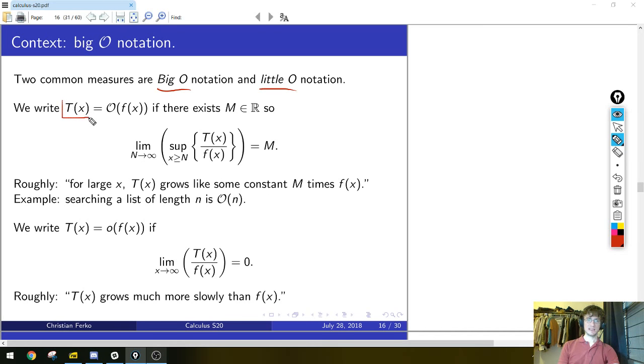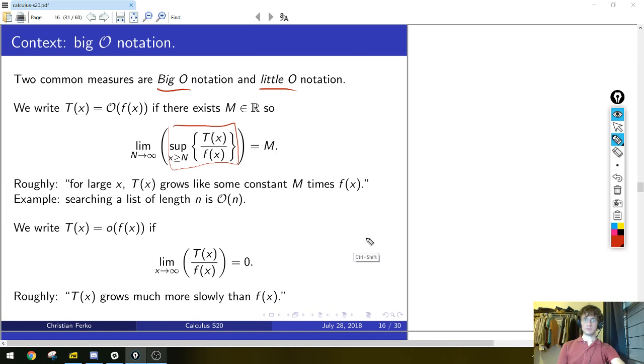Remember, t of x was the function that tells you how long it takes your program to run on input of size x. So the notation t of x equals big O of f of x, I'm defining this entire expression as a Boolean, the same way we defined a limit. It means there exists a real number m, so that if you take the limit as n goes to infinity of the supremum of the set of all ratios t of x over f of x, where x is greater than n, then that limit exists and it's equal to m.